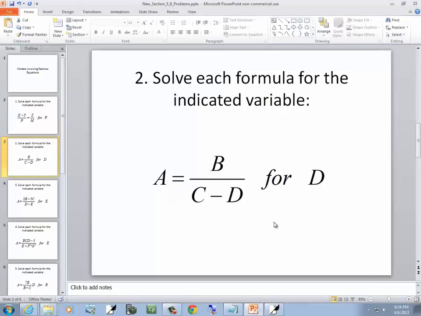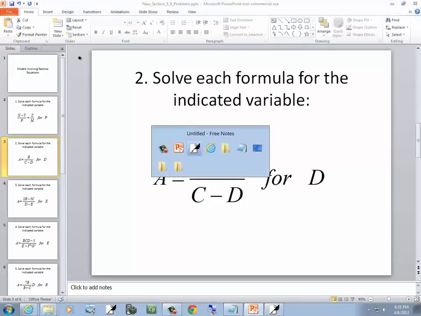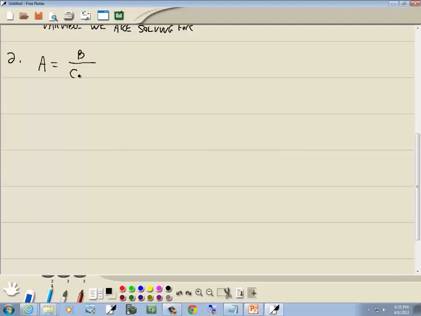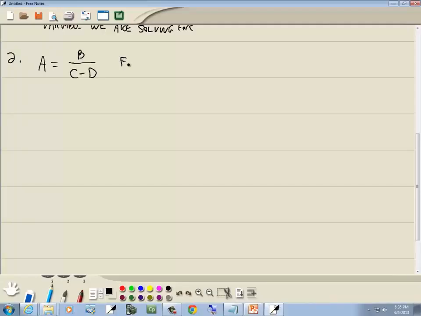Let's take a look at our second example. Okay, so we got a is equal to b over c minus d, and we're solving for d. So we want to have d equals something when we're done. First step, get rid of parentheses. Don't have any. Second step, get rid of fractions.